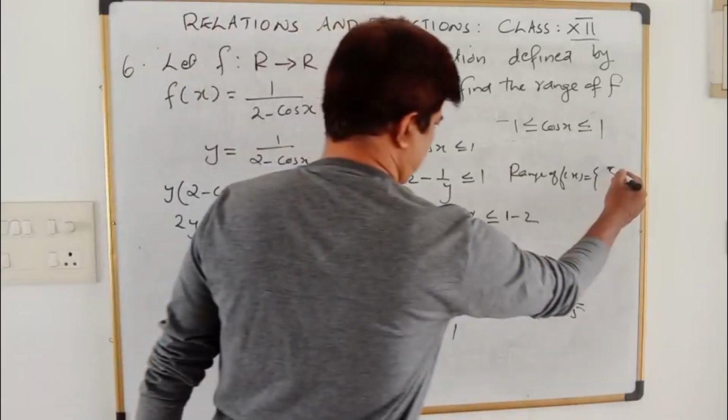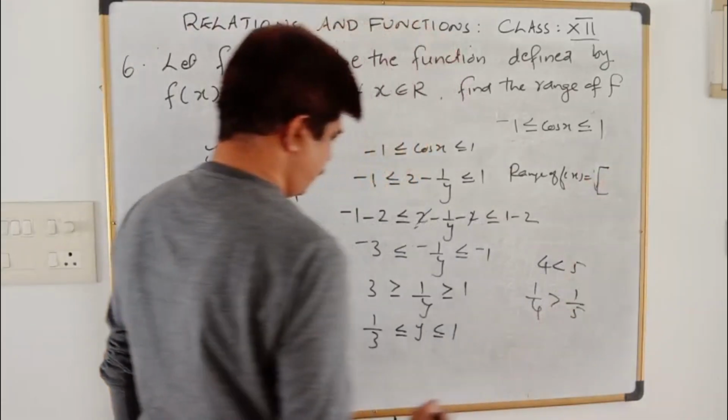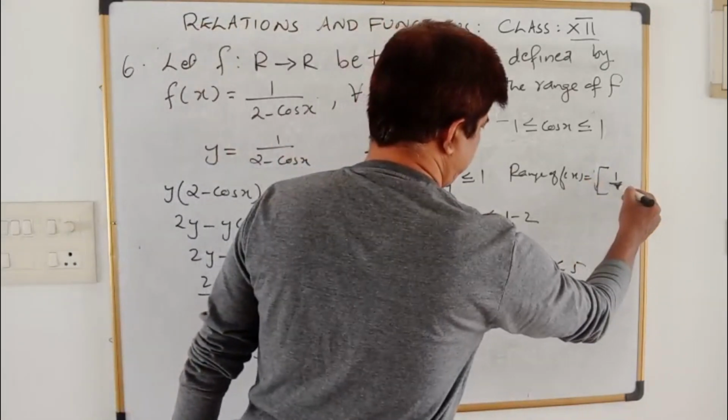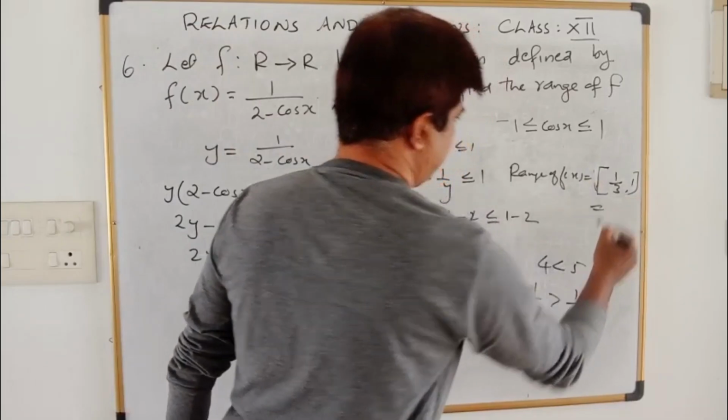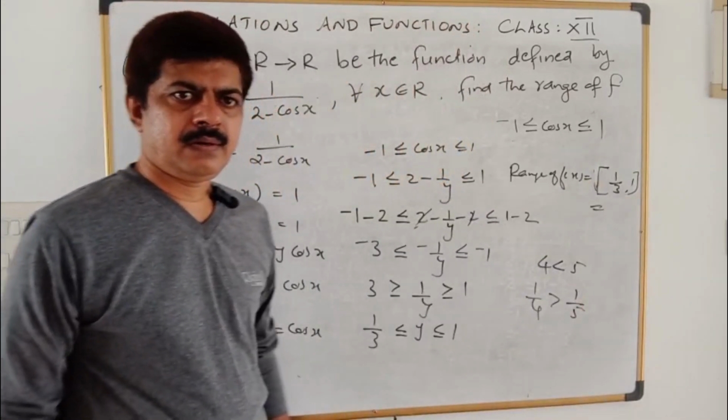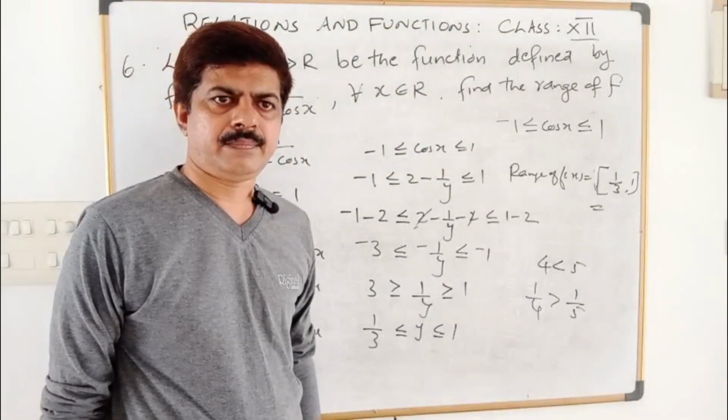Set means we have closed bracket 1 by 3 to 1. This is the range of this function, okay?